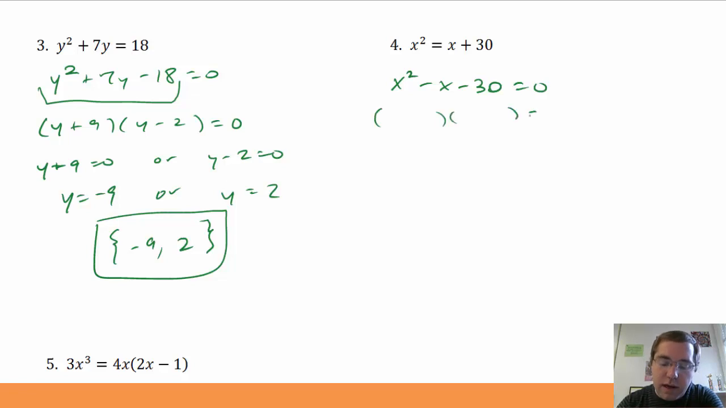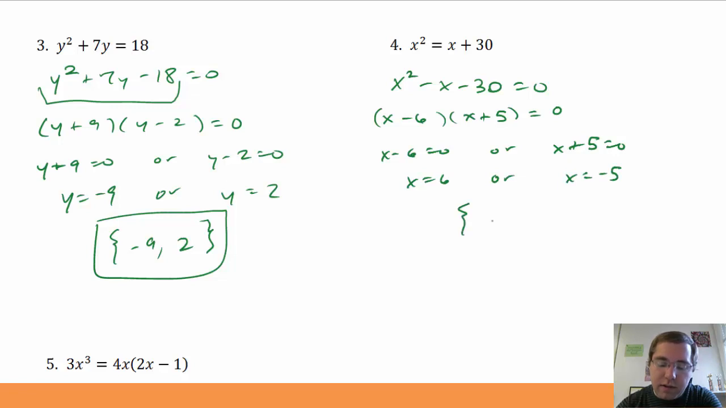Two things that multiply together to give us negative 30 that add together to give us negative 1. How about negative 6 and positive 5? So x minus 6 times x plus 5 equals 0. It means x minus 6 equals 0, or x plus 5 equals 0. So x equals 6, or x equals negative 5. So our solution set is negative 5, comma 6.